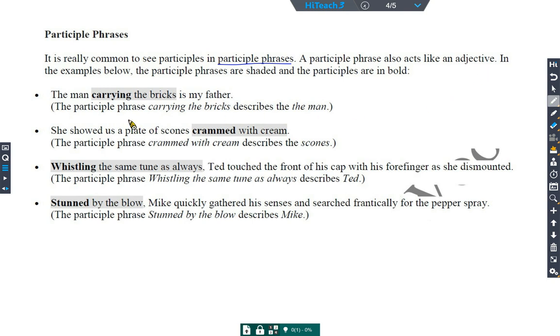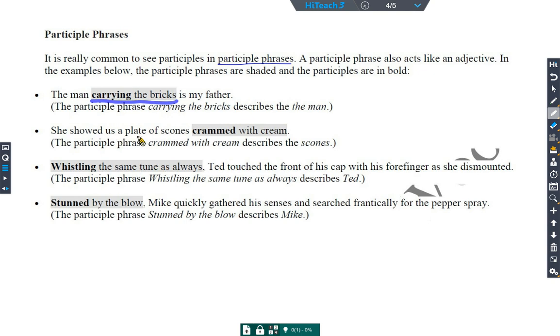So let's have a look at this example. So the man carrying the bricks is my father. So normally the man is my father. So this is the adjectival phrase, carrying the bricks. So it describes the man. Let's have a look at another one.